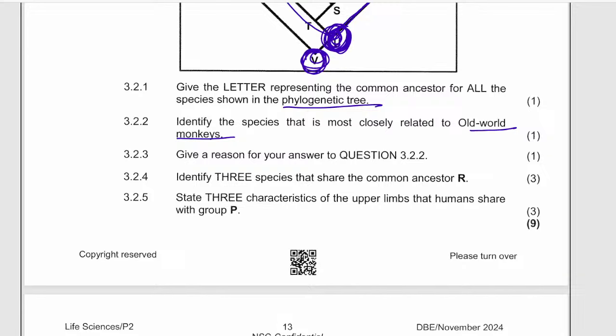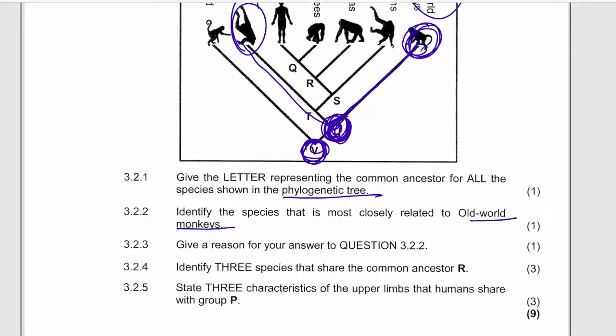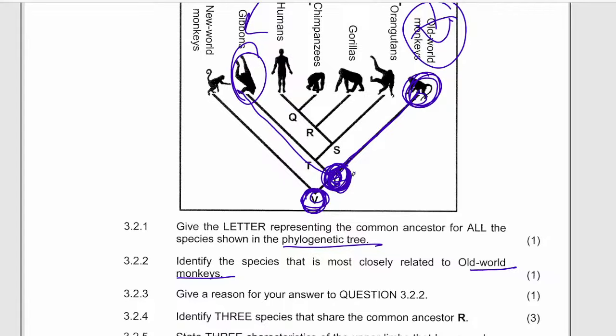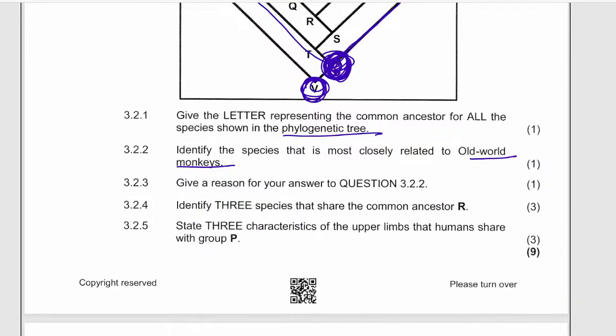Then they're saying give a reason for your answer. We say that because gibbons share the most recent common ancestor with the old monkeys. The most recent common ancestor with the monkeys.